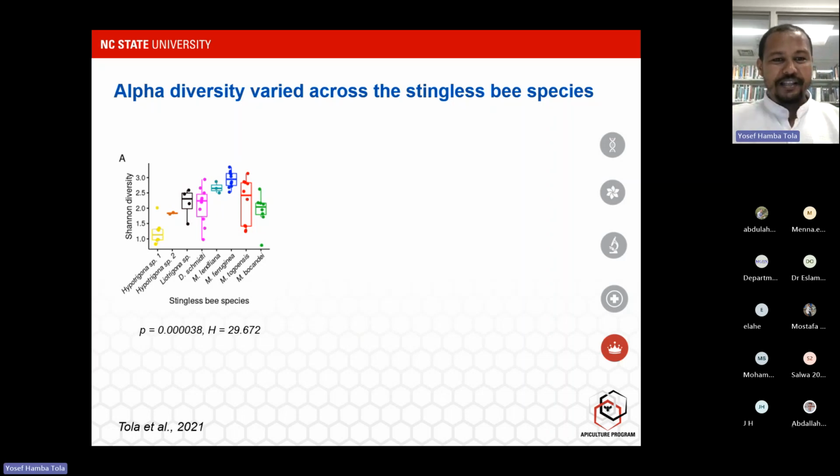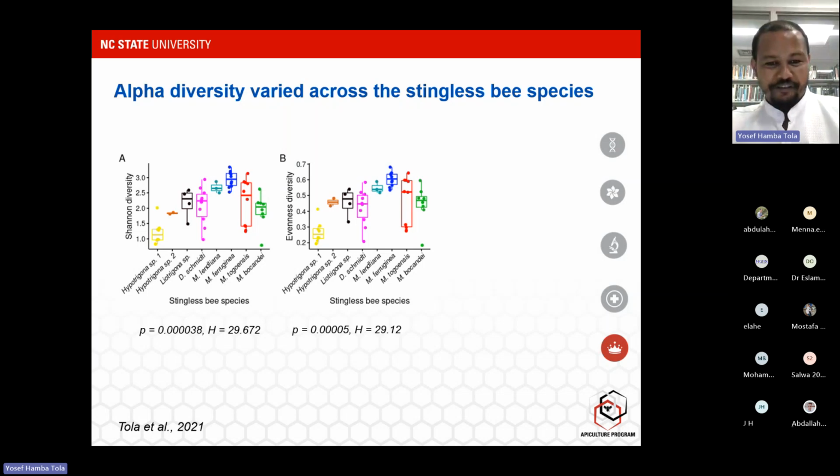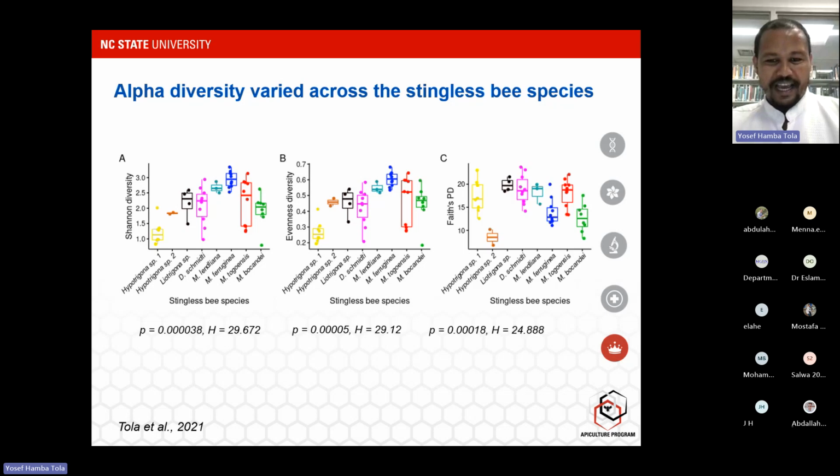So if you look at this alpha diversity, they have different diversity. This one is the richness diversity on the Shannon matrix. Across the 8 species, they vary, they have different diversities, while these species are from the same place, flowering from the same place. And again, if you look at the evenness diversity, they vary across the different species. Again, the phylogenetic diversity, they vary across the different species.